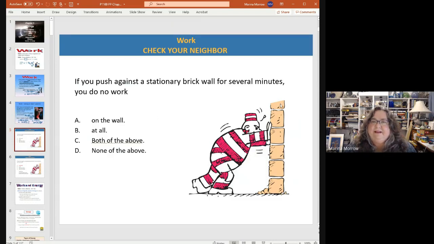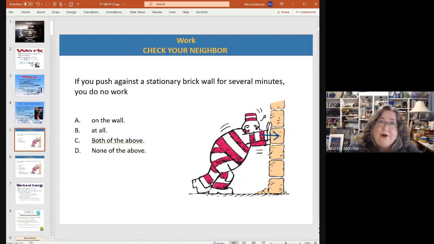Okay, here is this convict pushing against a brick wall. And you do no work. Is that correct, right? Because the wall isn't moving. Remember the force, he's pushing with his hands this direction, but the wall isn't moving. So is he doing any work? Is he doing any work on the wall? Is he doing any work at all?